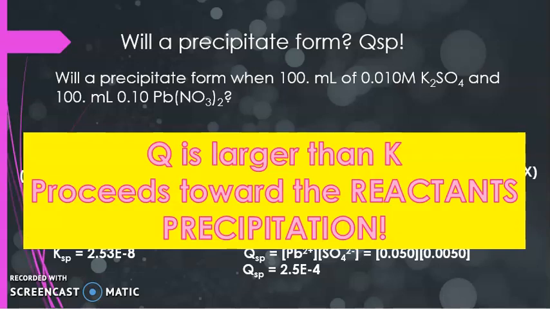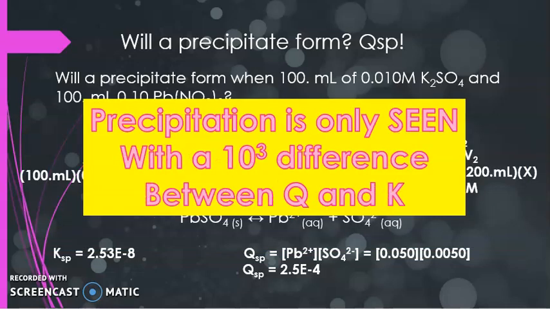Now, there's a little rule of thumb here. Although we mathematically calculate that we should see precipitation, our human eyes do have their limitations. We're a little bit different than, say, a machine, which has a lot higher sensitivity to different things. Typically, humans are only able to see precipitation when there is a 10 to the 3rd difference between your Q value and your K value. In this case, Q equals 2.5 times 10 to the negative 4th, and K is 10 to the negative 8th. That's a 10 to the 4th difference. I would actually put my money on the fact that we would, in fact, see a precipitate if I add these two solutions together.